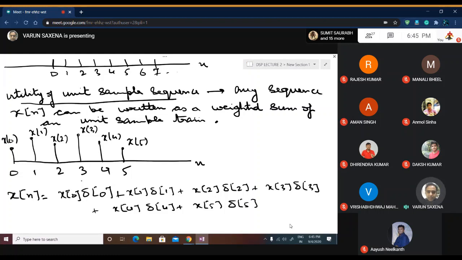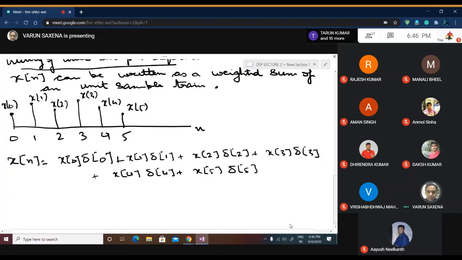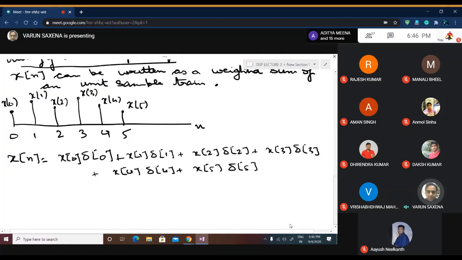Okay. So the basic idea is that you should remember this thing, that any sequence can be written as a weighted sum of unit sample trains. Alright? That is what it is. Now the next thing that I want to take up, we'll come to that, Ayush. We'll just come to that in a minute. Okay.